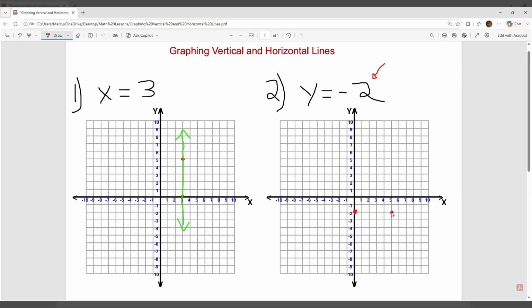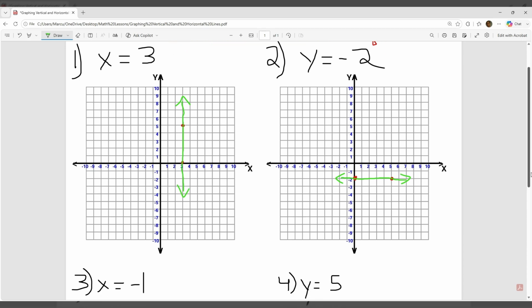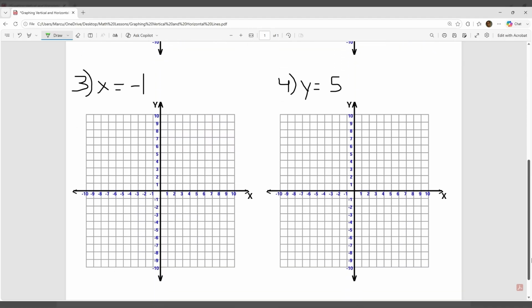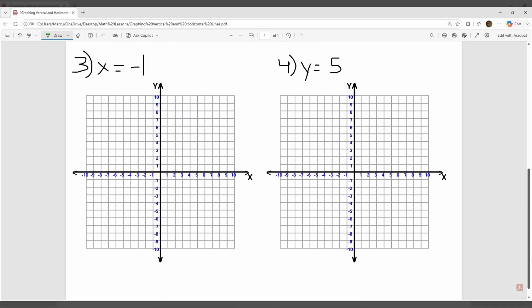So you can make a point anywhere straight and draw a horizontal line. So it will look like this. Connect the 2 points and draw your arrows. Okay. So now let's go to questions 3 and 4. Please pause the video and try questions 3 and 4.